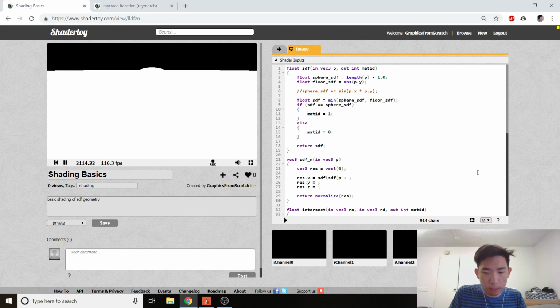So it's going to be SDF of P plus a very small amount along the x direction, 0.001. That's a pretty good approximation. Wait, why do I have two SDF here? My bad. So SDF of this point subtracted by SDF of the point itself. This is kind of the forward differentiation. Another way we can do this is to subtract the same amount along that direction. Usually the result of that is more accurate than what we're doing here. But forward differentiation is just fine in this case.